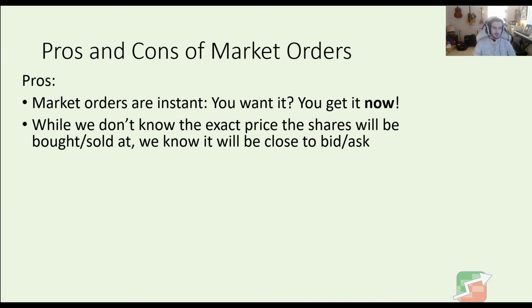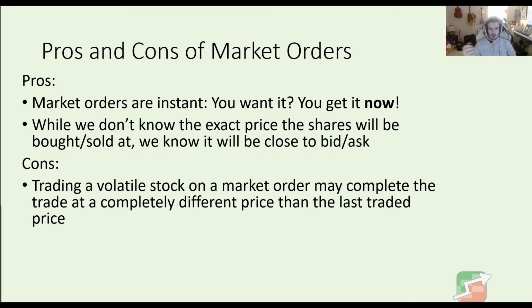Now, what are the cons? Where are market orders not good? Well, if you're trading a volatile stock, you may buy at a completely different price than what you think you're actually buying at. For example, earnings season happens. Companies have good earnings or they have bad earnings. And a single company's price can change 15, 20%, maybe even more in moments if the earnings report is good or bad, respectively. So I may put in a market order.